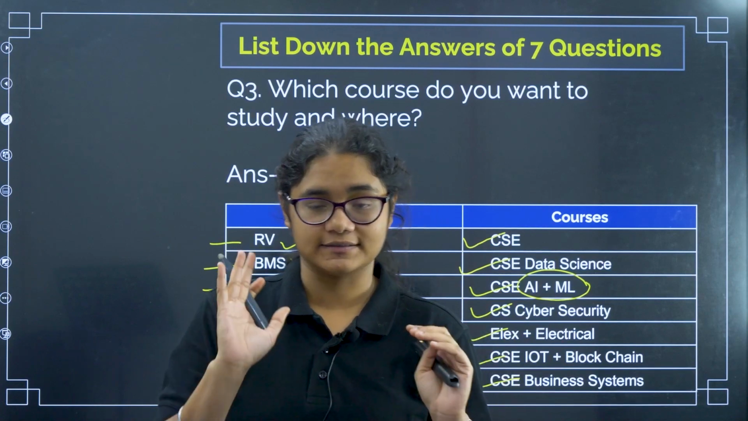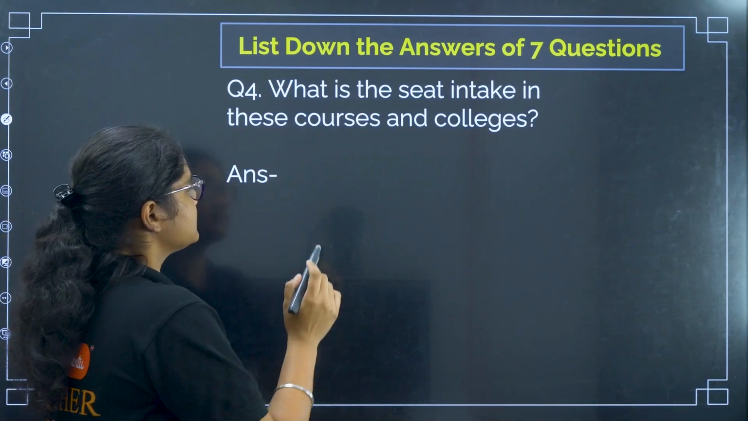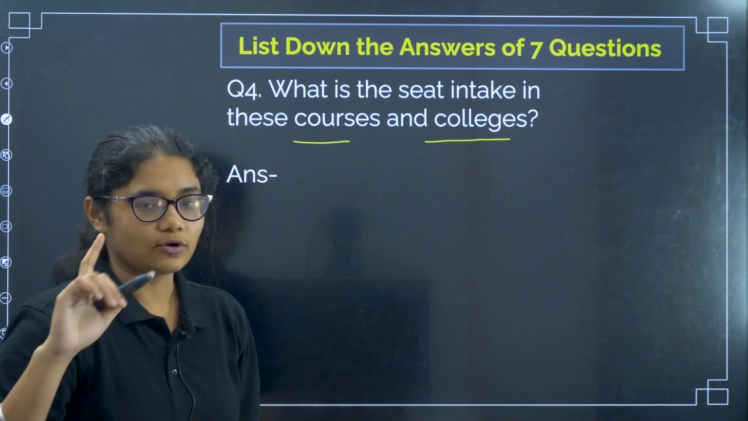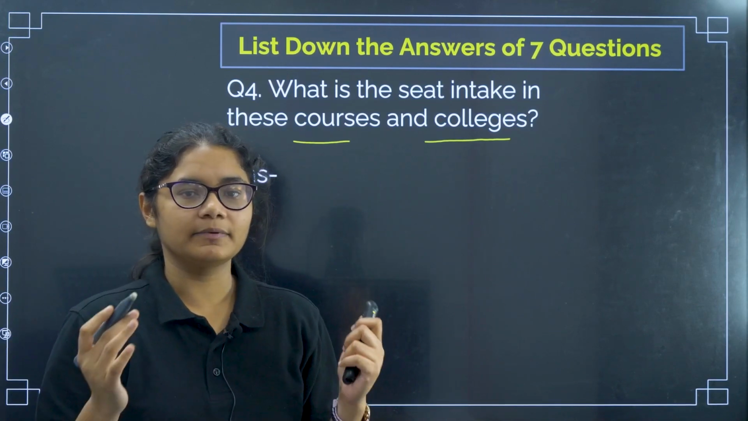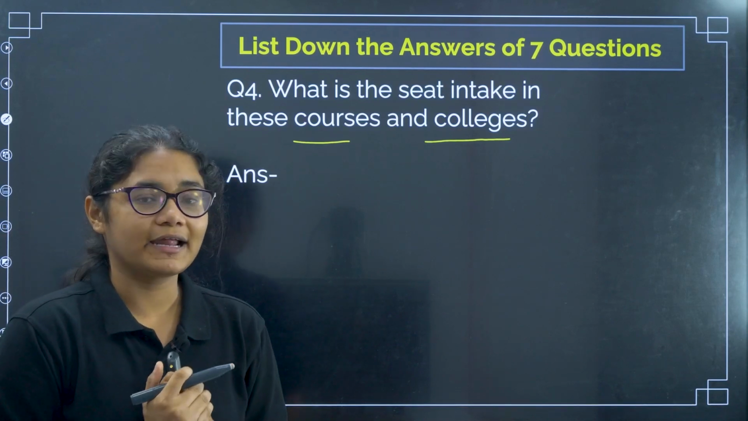Okay, now this is done. Now coming to step 4. What is the seat intake in these courses and colleges? This data is also very important. For example, in RV College, what is the total seat intake this year? From where will we get this data?